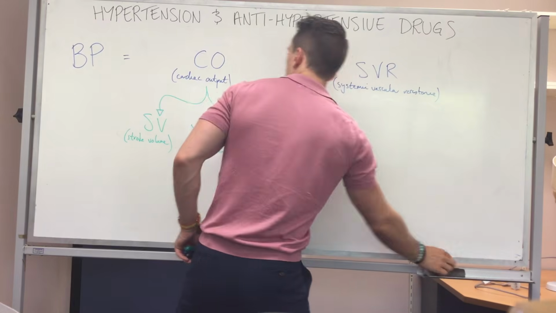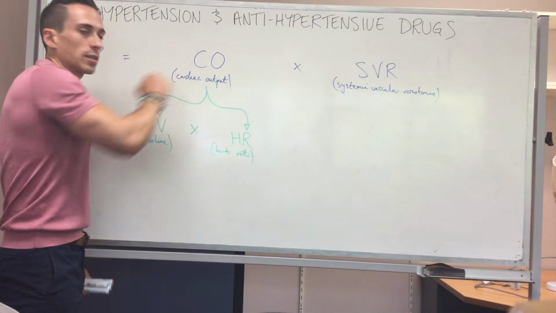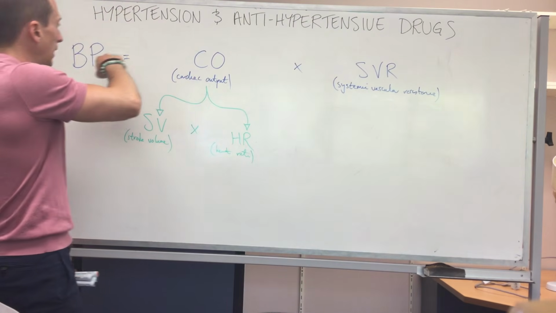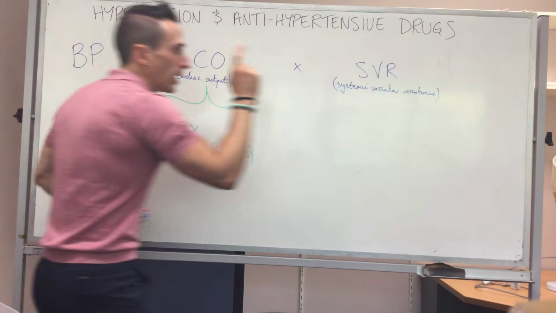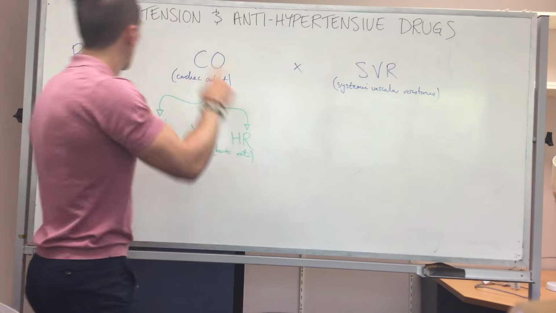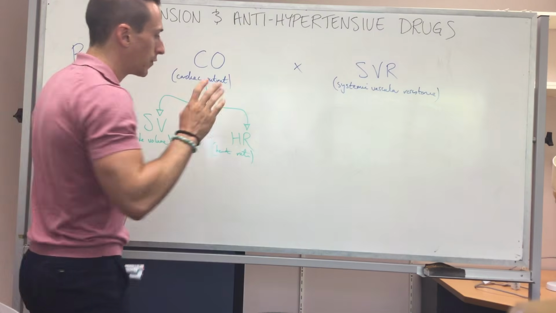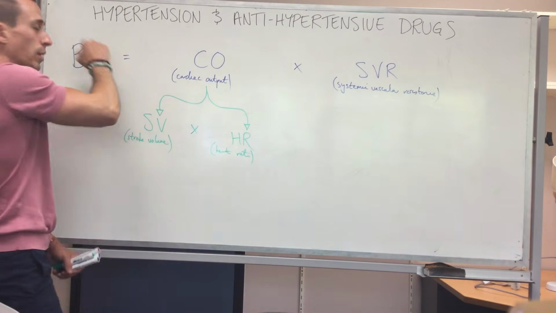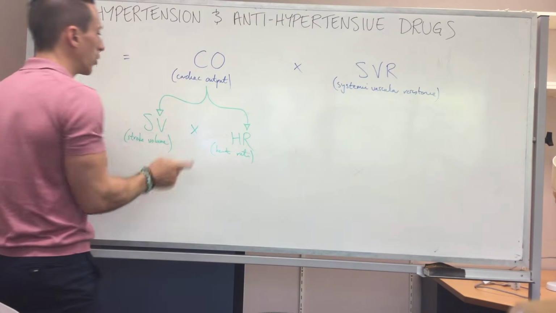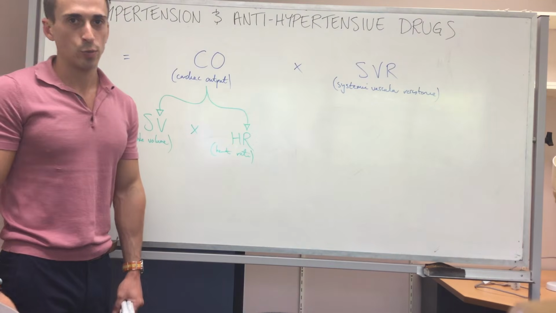contribute to altering blood pressure, if you increase cardiac output, you will ultimately increase blood pressure. If you increase systemic vascular resistance, you'll increase blood pressure. If you increase heart rate, you'll increase blood pressure. If you increase stroke volume, you'll increase blood pressure as well.